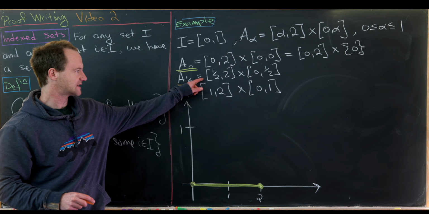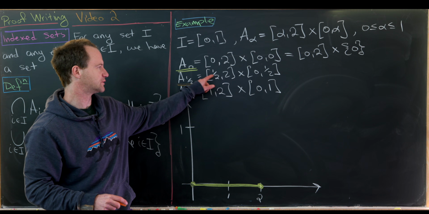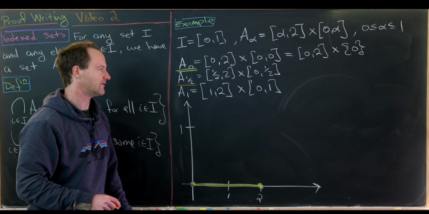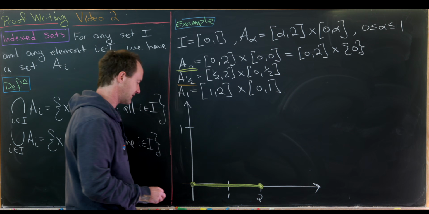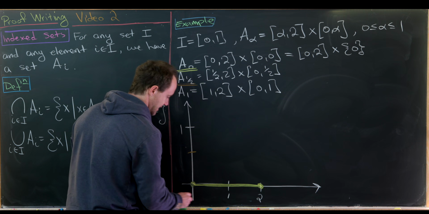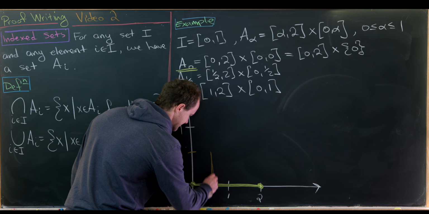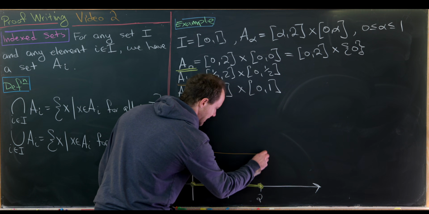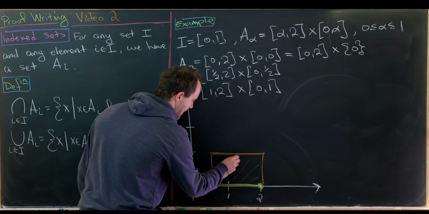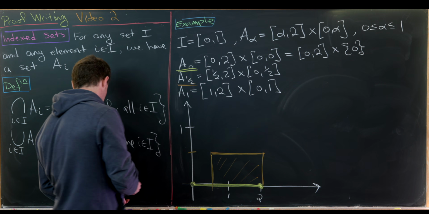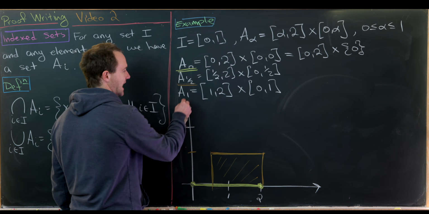Now let's look at A1/2. That's going to be a rectangle. Notice the x values are between 1/2 and 2 and the y values are between 0 and 1/2. So let's go to y equals 1/2 right here, x equals 1/2 right here, and we're allowed to have this rectangle. So that right there would be our A1/2.